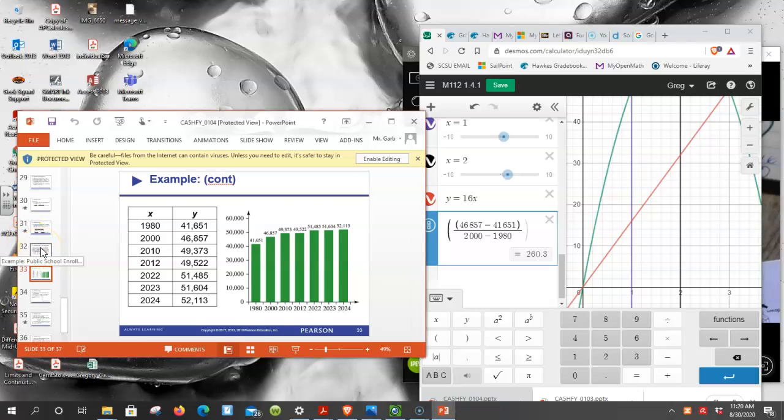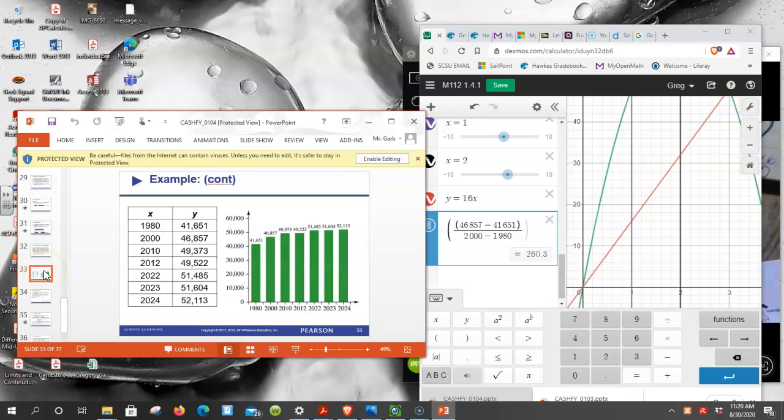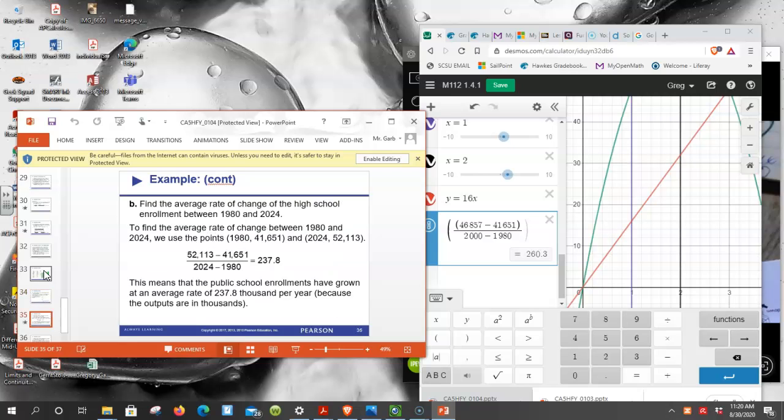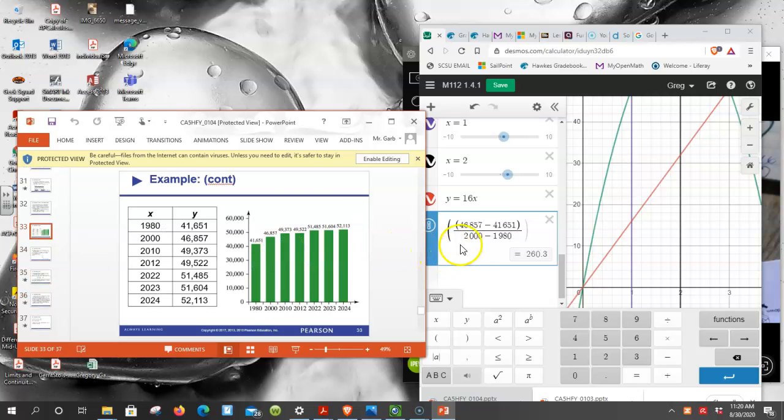Is this millions? Thousands. Okay, so about 260,000 per year is our increase in the enrollment in U.S. public schools. Between what years did they say to do it between? 2024. Oh, my mistake, 2024. So if you go back to the 2024 number, now it's 52,113. I don't know why I just chose my own. That's not good. And it's not 1980, it's 2024.